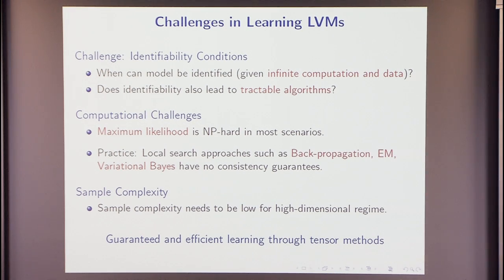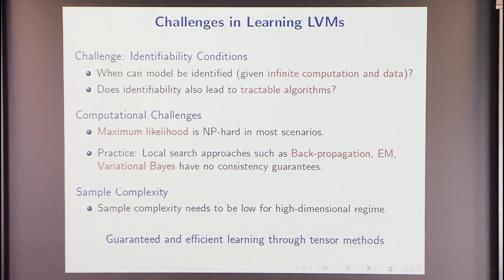So indeed, maximum likelihood estimation in these models is NP-hard. And in practice, it's backpropagation or EM. All these local search methods have no consistency guarantees. Right, so the question is, can we come up with alternative methods that have guaranteed solutions that can correctly recover the parameters of the model under some very reasonable conditions?